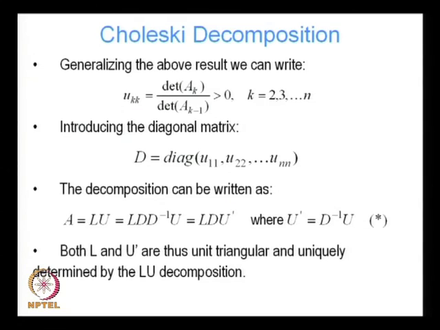So now we can write A is equal to L D U prime, where both L and U prime are unit triangular, and they are uniquely determined by the LU decomposition, according to our earlier theorem, which says that the LU decomposition, when it exists, has to be unique.